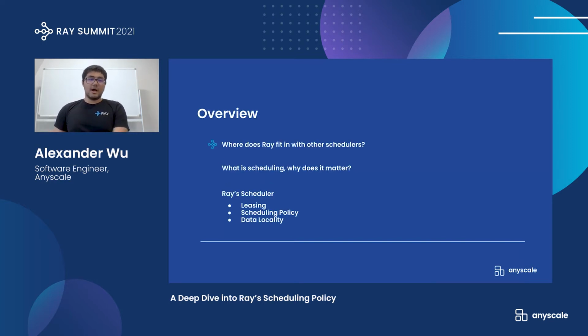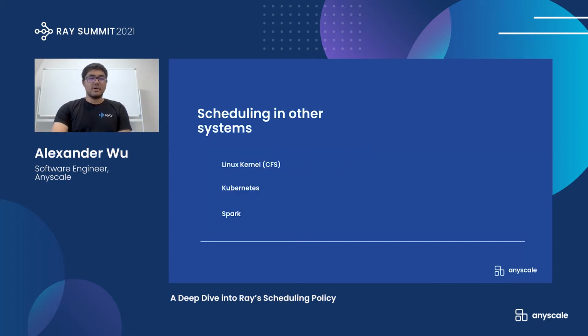All right. So for this talk, we'll start out by framing where Ray fits into the ecosystem of other distributed systems, and how it compares to a lot of other schedulers you may have heard of. Then we'll talk about the scheduling problem and how we frame it in Ray, why it matters, and then we'll take a look at how we take those requirements and build a scheduler out of it, and some of the most important, at least in my opinion, optimizations that Ray's scheduler has.